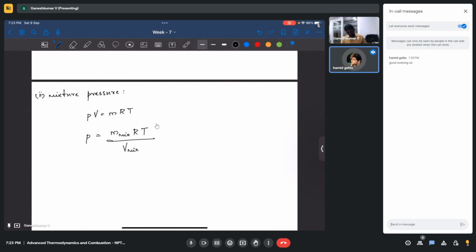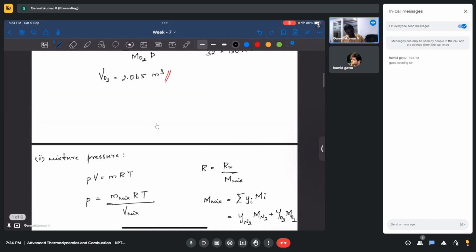Sir, what should we write for R, the specific gas constant? R is going to be Ru divided by the molecular weight of the mixture. To find the molecular weight of the mixture, you need to know the mole fractions or the number of moles of each and every component. So anyway, we need to know. Let's say we specify mole fraction to be yi. The molecular weight of the mixture is going to be the mole fraction of N2 times the molecular weight of N2, plus the mole fraction of O2 times the molecular weight of O2.